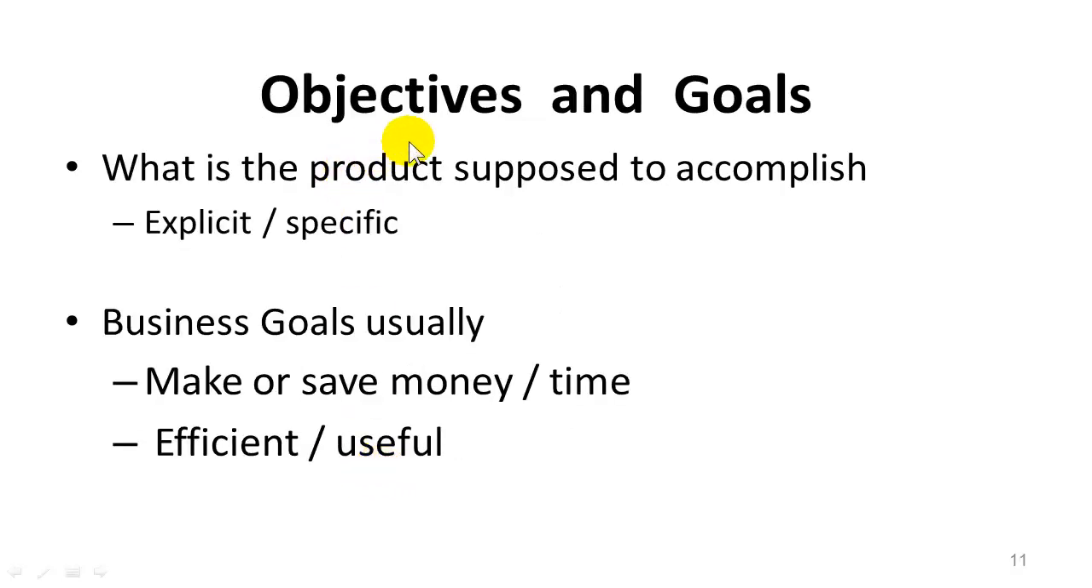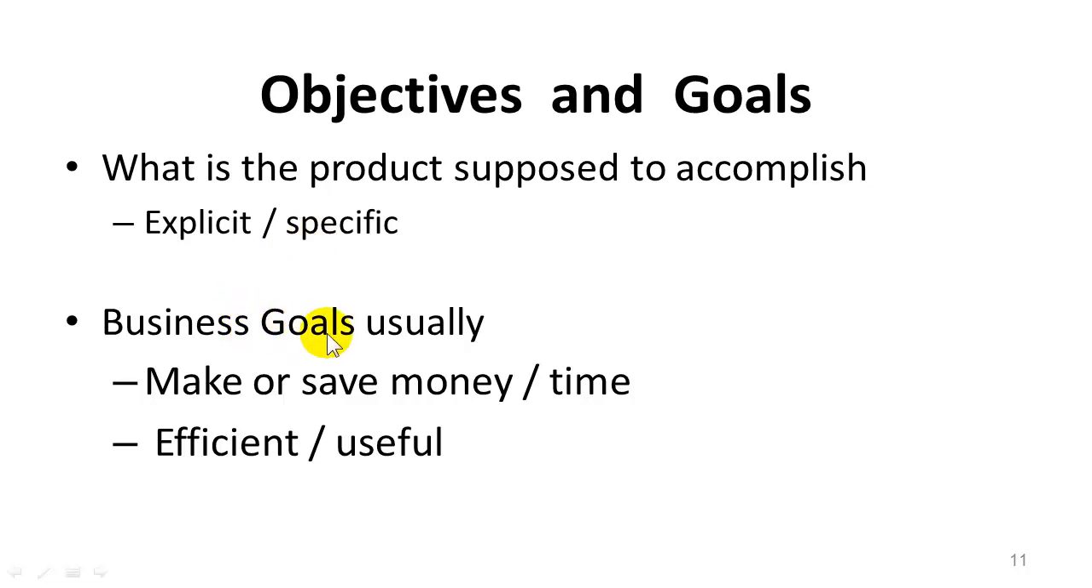So here's where we define the goals and objectives, which are similar. What is the product? And here again, the product is a multimedia application, it's a website, it's a flyer, it could be a logo, it could be a video. What is the product supposed to accomplish? And we need to be explicit and specific, because the more we can narrow it down into specifications, the better we can develop that product.